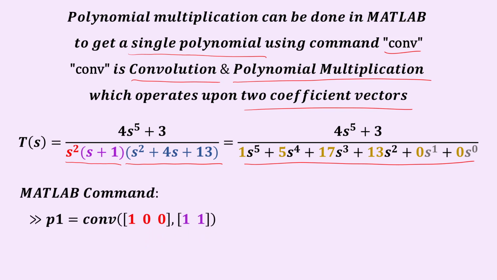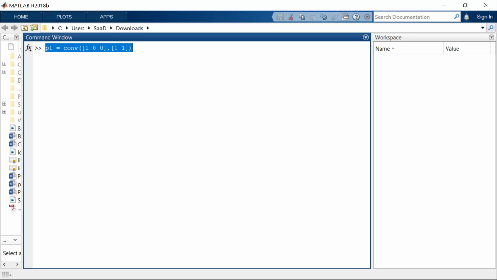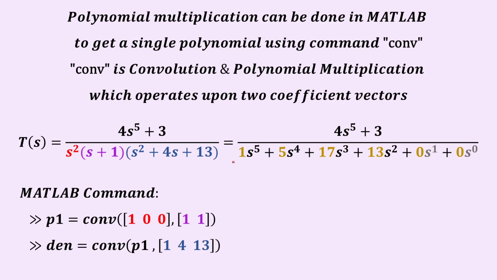First we will convolve or multiply the first two polynomials and get a polynomial p1. Then in the second step we will again multiply this p1 polynomial with the third polynomial, and the final polynomial, the denominator polynomial, will be obtained. So we have got this same polynomial in the result.